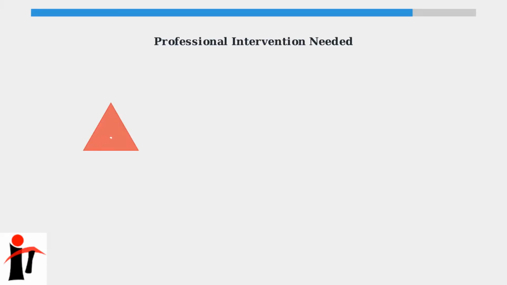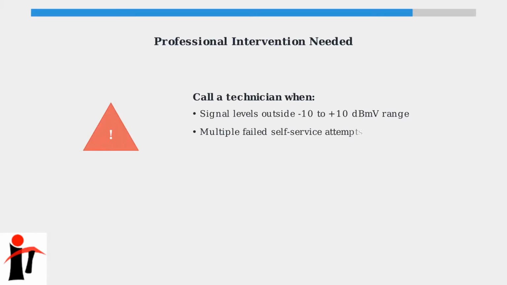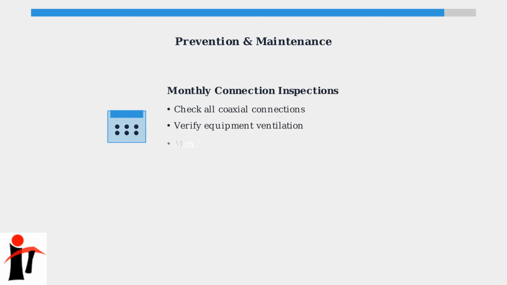Professional technician intervention is recommended when signal levels are outside acceptable parameters, multiple self-service attempts have failed, or infrastructure issues are suspected. Proactive maintenance can prevent many issues. Perform monthly connection checks, monitor your account for service changes, and ensure adequate ventilation around equipment.